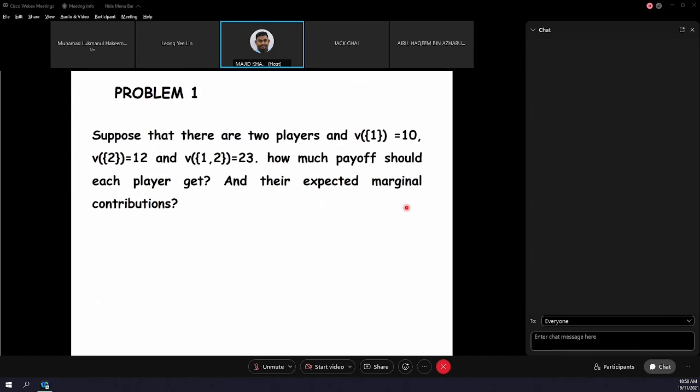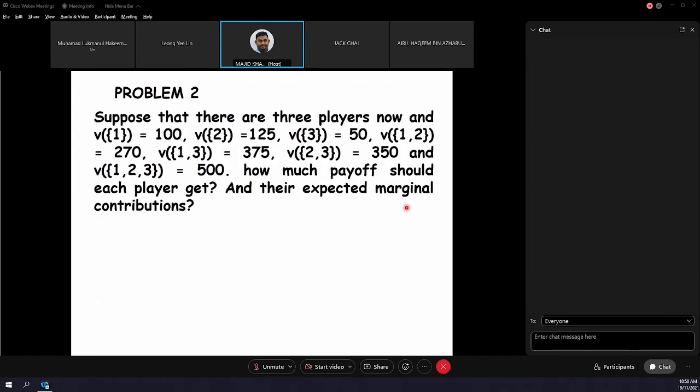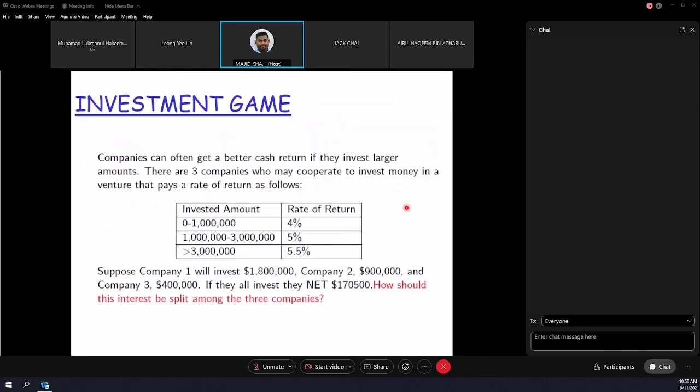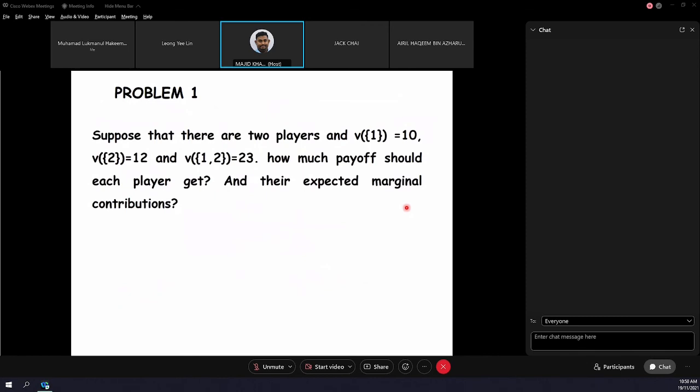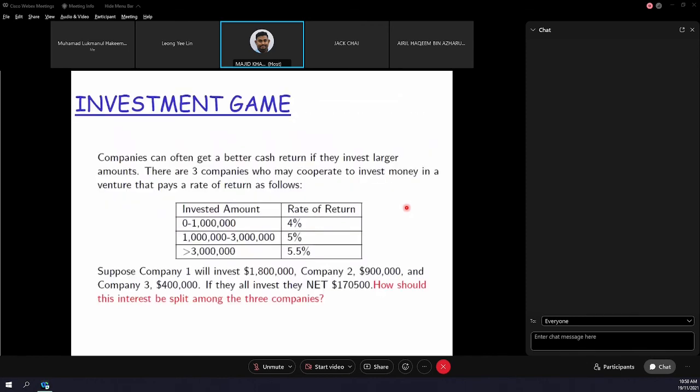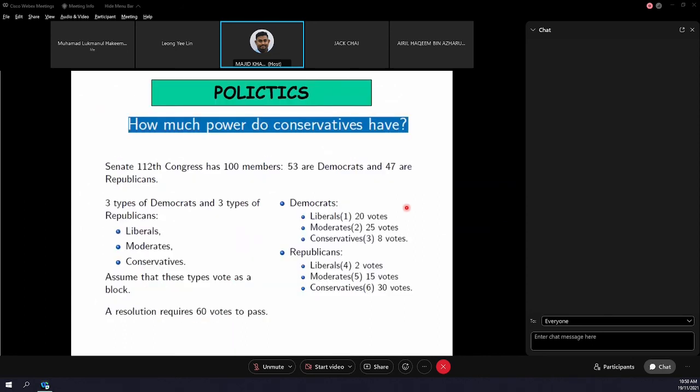Never mind, this one we will do this coming Monday. Not only this one, we will also look at the investment game, which is always used in insurance companies. And this one on politics is very easy. We can do it even in the next 10 minutes.